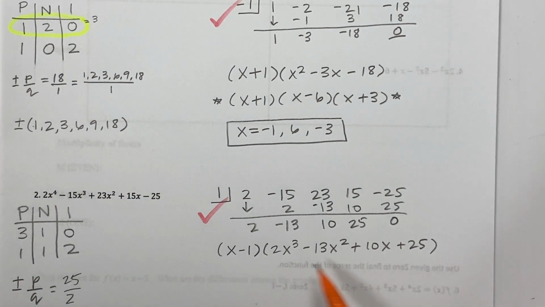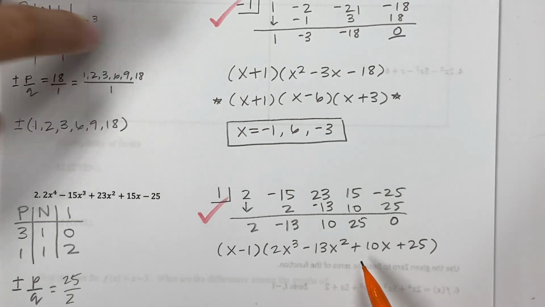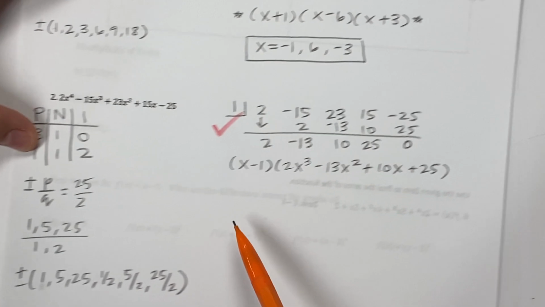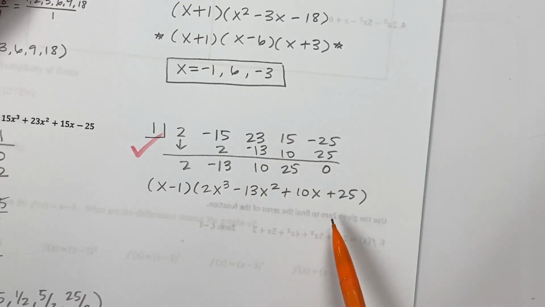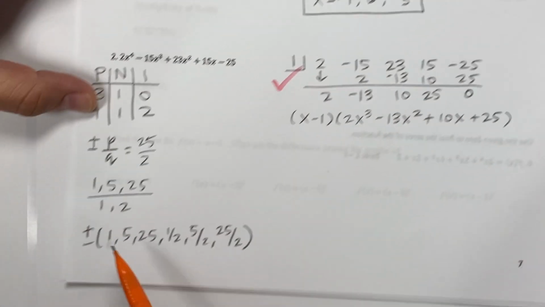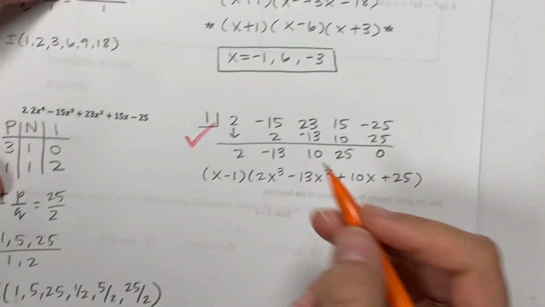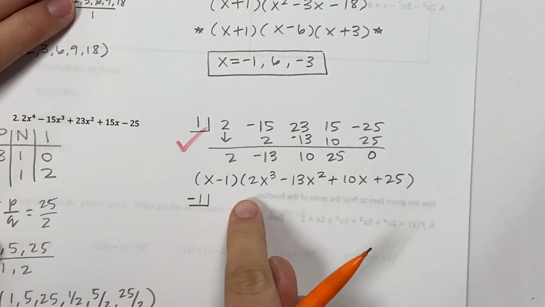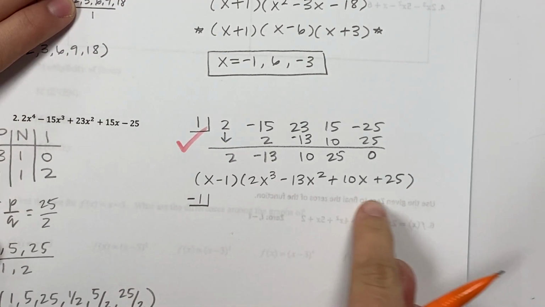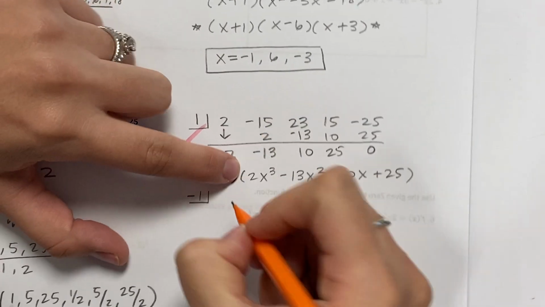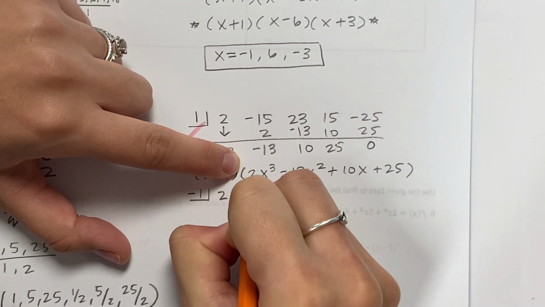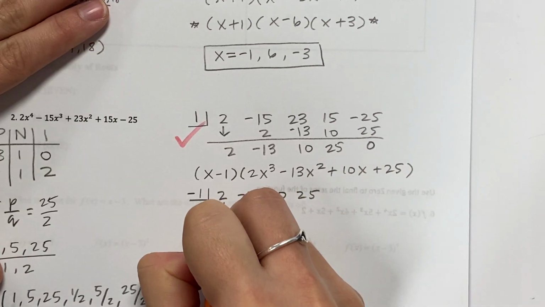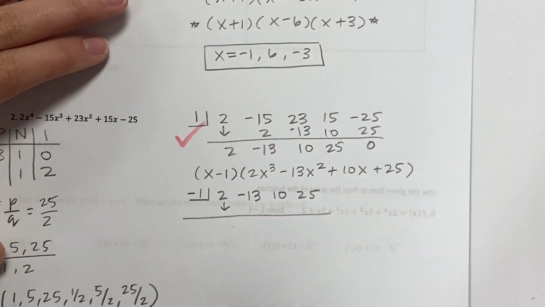I still don't know how to factor this by hand. So what I'm gonna do is come down here to more of my roots and try to find another one and just divide it out of this, because I already know x minus 1. So I checked positive 1. Let's go ahead and check negative 1 now. When you check negative 1, you're factoring this one because we want to make this one smaller. So 2, negative 13, 10, 25. And we'll hope that this one works. If not, we'll have to pick another one.